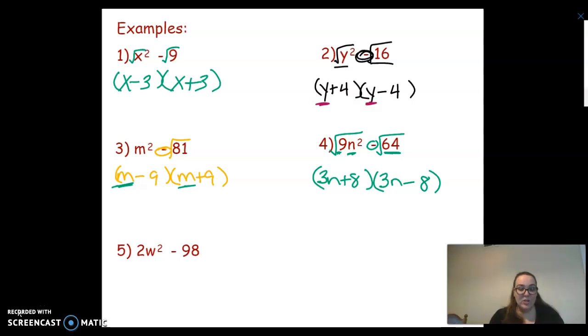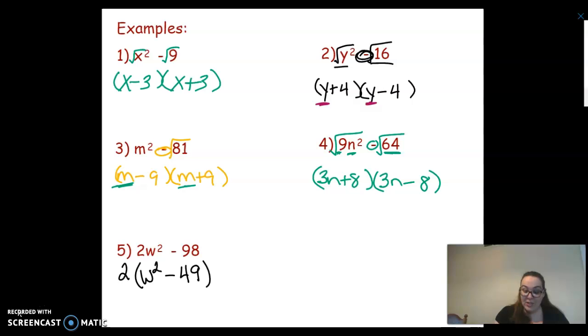Number 5, 2w squared minus 98. First, is there a greatest common factor here? Yes, 2 and 98 do have a greatest common factor. They have a 2 in common, so I can take out that greatest common factor first, so that it's 2 times w squared minus 49.